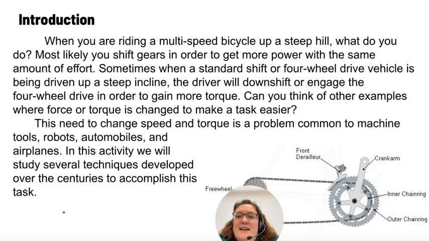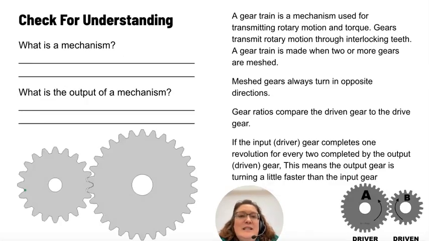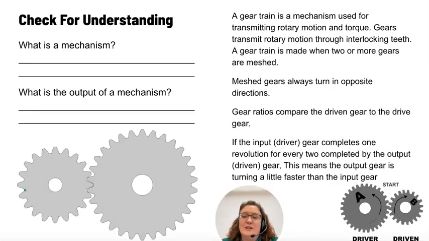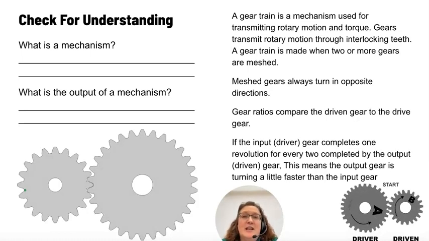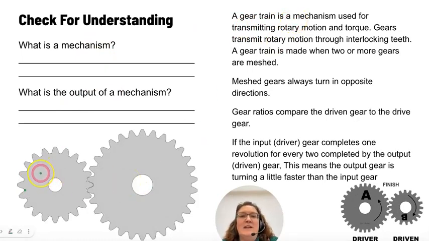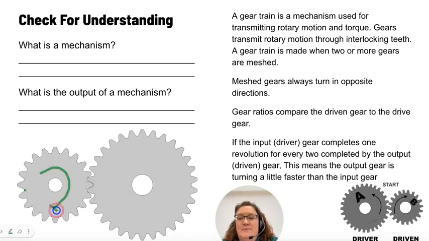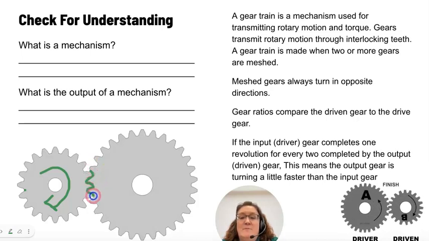So that got us over to here, gear trains. Gear trains are super interesting, and we spend a lot of time on gear trains. So a gear train is basically a mechanism that's used for transmitting motion and torque. When gears are meshed, they form a gear train. So notice that the teeth here are touching each other. That means that they are meshed.